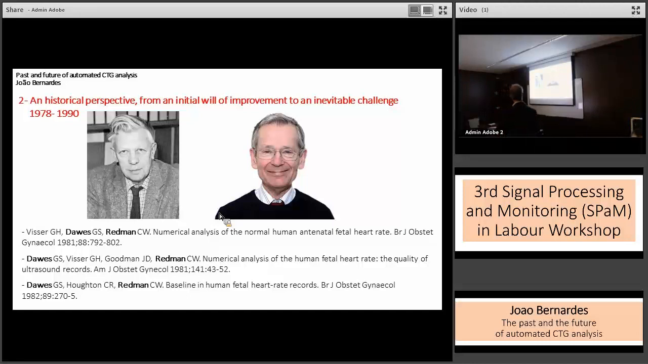We could, of course, add here other researchers, like, for example, Kazuo Maeda in Japan. He was involved in a lot of developments in this area. But I think the group of researchers that started this work is very well represented here by Geoffrey Dawes and Chris Redman.